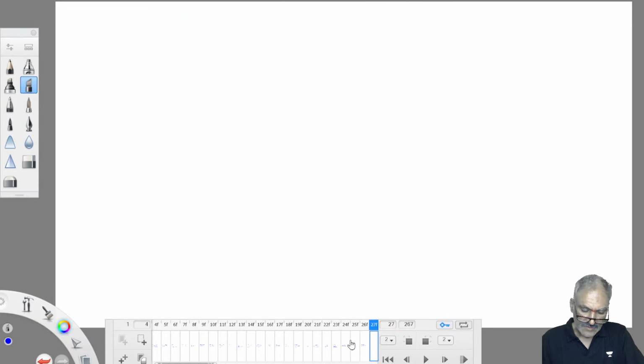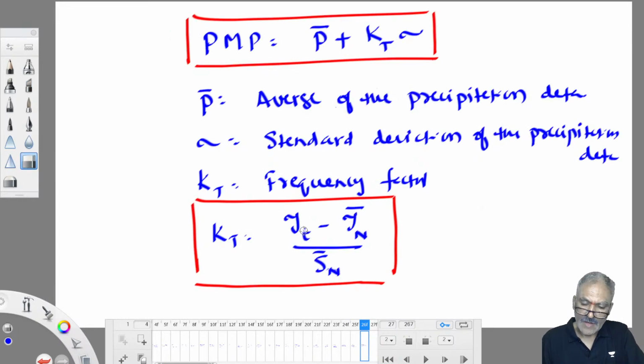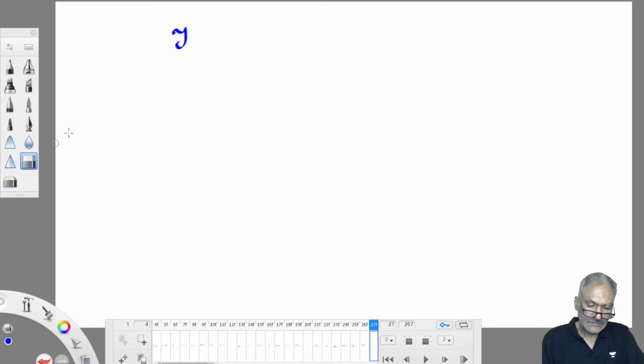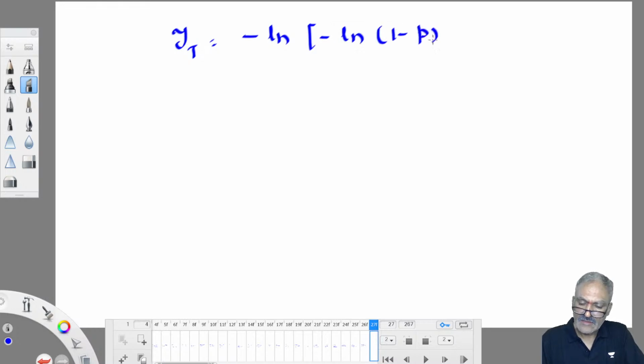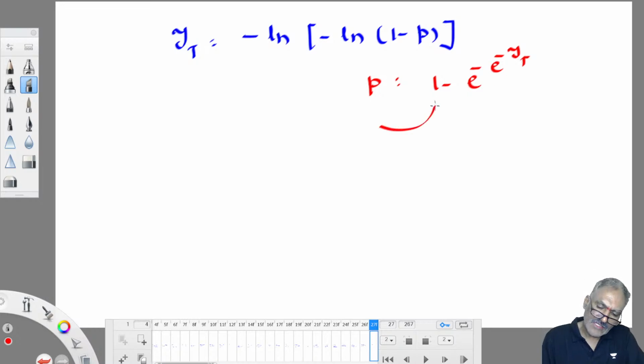This YT is called Y capital T. We work it out by using the equation YT equals minus ln of minus ln of 1 minus P. That means Gumbel has defined the probability of occurring an extreme event as 1 minus e power minus e power minus YT. So if we simplify this, we will get this.